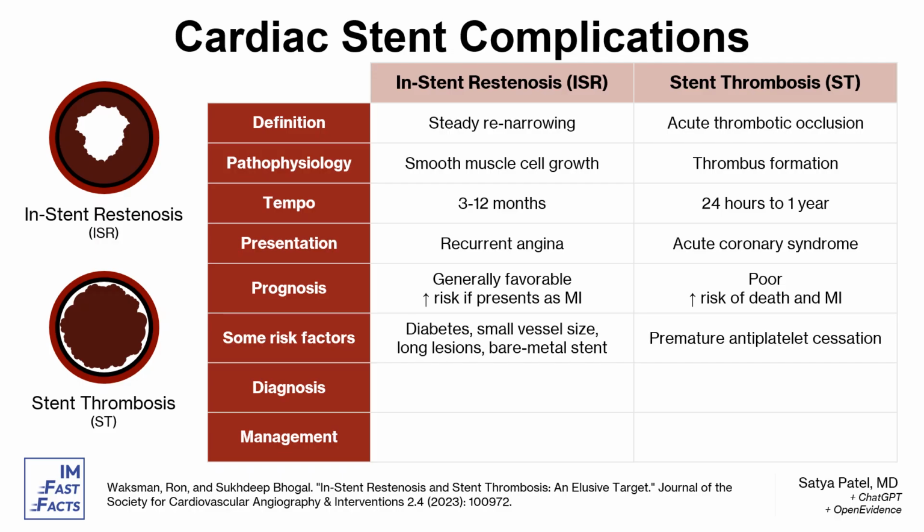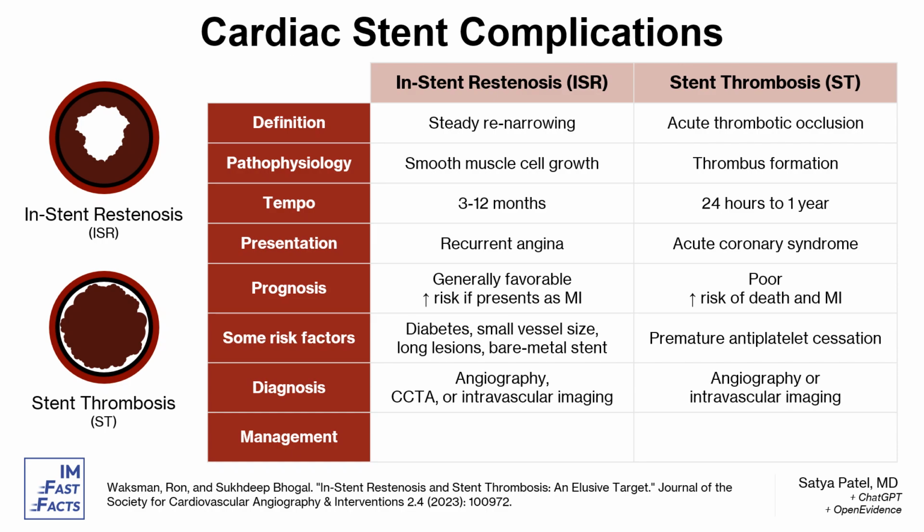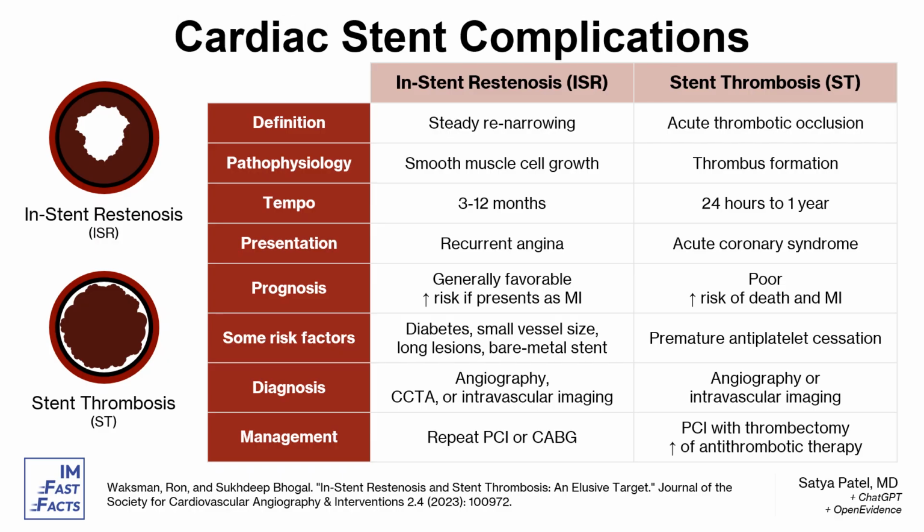Type 2 diabetes and the placement of a bare metal stent are some risk factors for ISR, whereas premature antiplatelet cessation or lack of adherence leads to stent thrombosis. The diagnosis can be made by angiography for either. There is a special CT that you can get to look for ISR, or you would need to do intravascular imaging, which really helps make the diagnosis. Finally, in terms of management, for ISR, you need to repeat a PCI or maybe in some instances do a CABG, whereas for stent thrombosis, it's PCI with thrombectomy, or you need escalation of your antithrombotics.